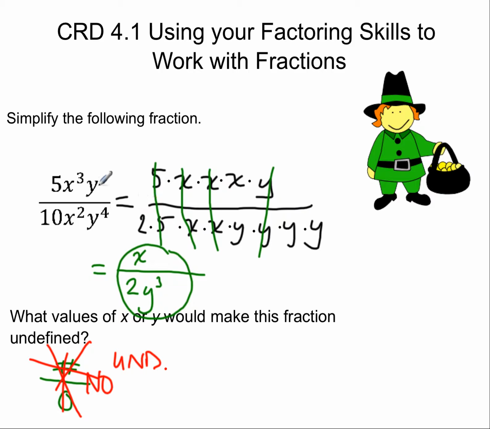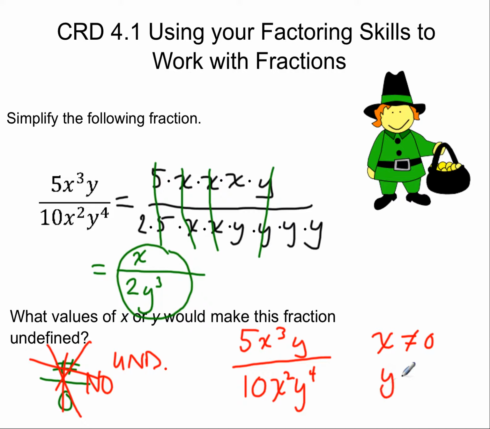So if I look at my original fraction, and when I ask this question, I do want you to look at the original fraction. What value for x and what value for y would make this denominator turn into a 0? Well, x cannot be 0 and y cannot be 0, because if x was 0, then everything would turn to 0 in the bottom. If y was 0, everything would turn to 0 in the bottom, and we would have an undefined problem. So this is called forbidden values, or that's what Linus calls it.